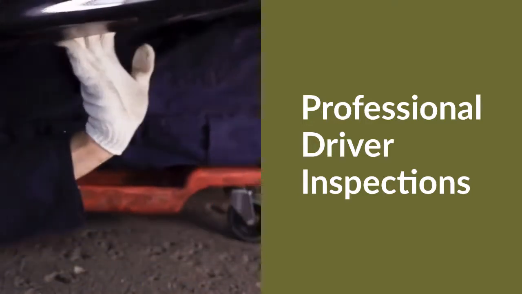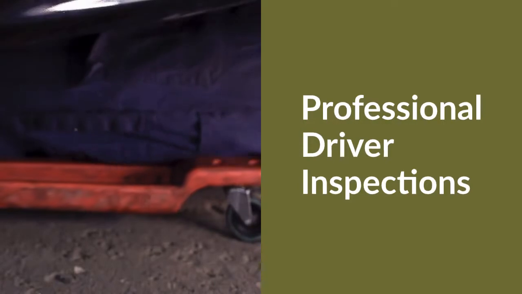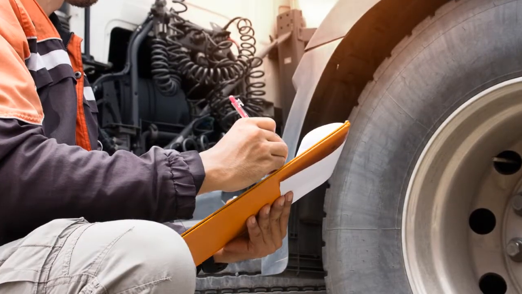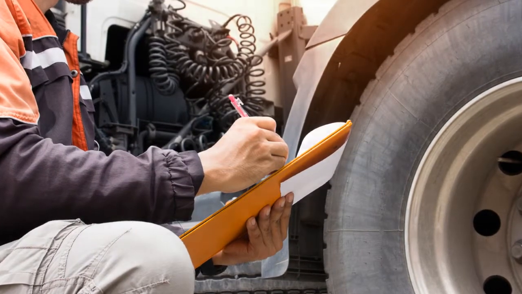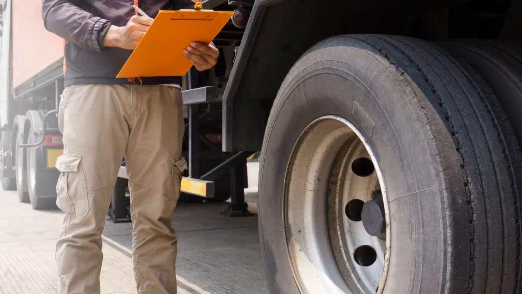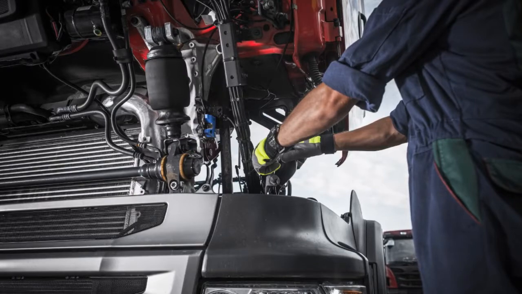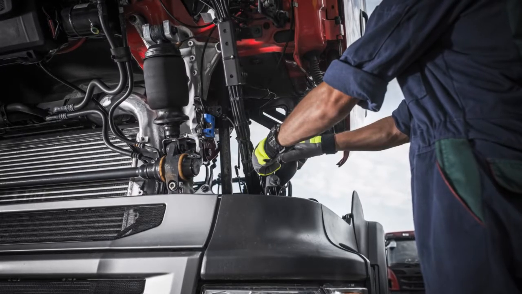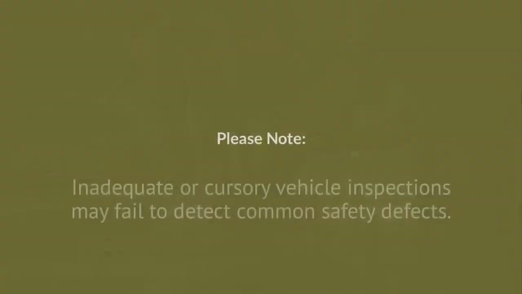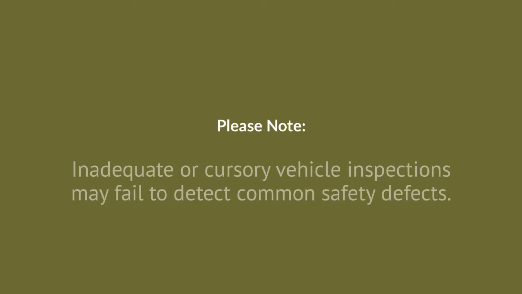While the law does not require a driver to crawl under the vehicle to check for violations, discovering visible defects such as cracked springs and frames or visible brake defects, including pushrod travel in excess of 90 degrees, are within the expectations of a thorough driver inspection. Inadequate or cursory vehicle inspections may fail to detect common safety defects.